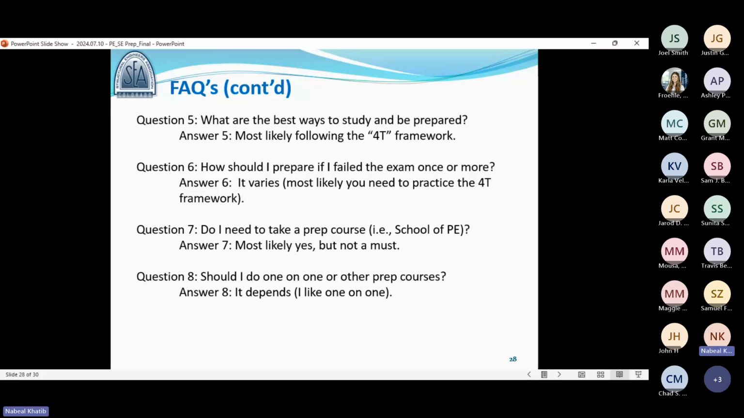How should I prepare if I fail the exam once or more? Going back here, it varies. Did you not have a good grasp on the topics? Did you have some time management issues?